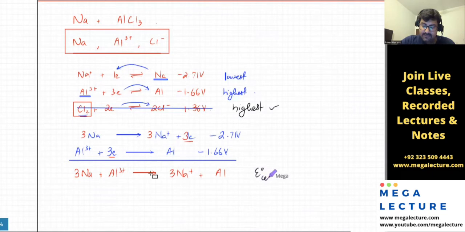Repeat: the sign is not changing. You're just calculating a potential difference. Higher potential minus lower potential. So it's minus 1.66 volts minus the other one, which is minus 2.71. So whatever comes, you're going to get what? 1.05? I'm assuming it's 1.05 volts. You're going to get a positive potential.